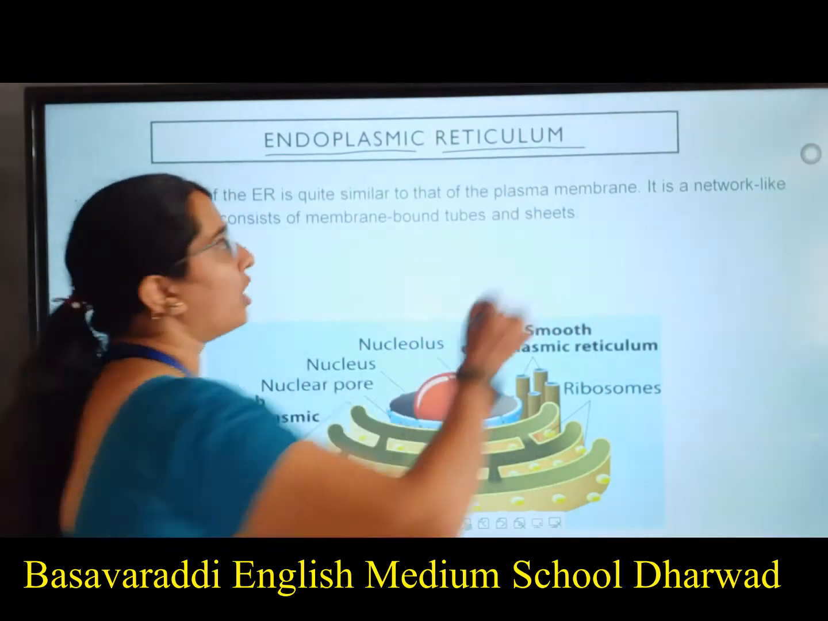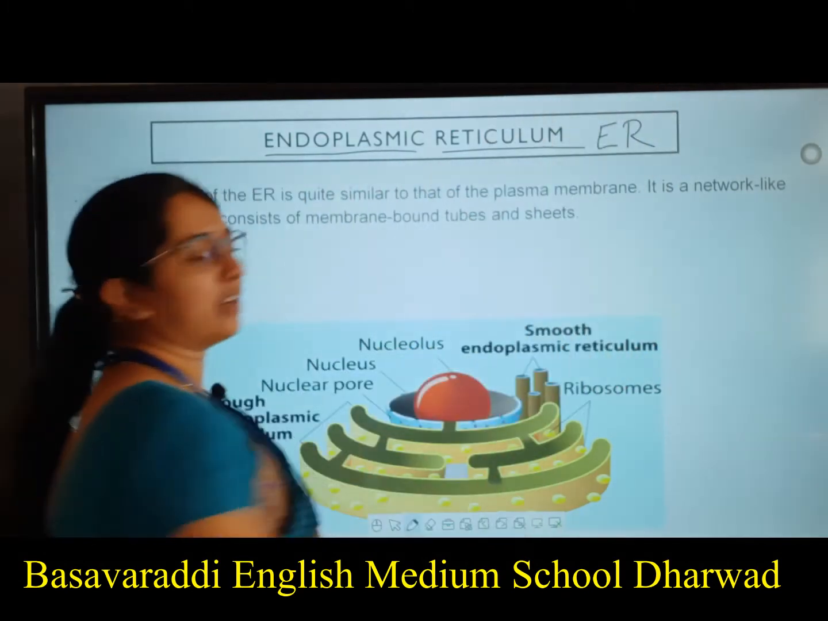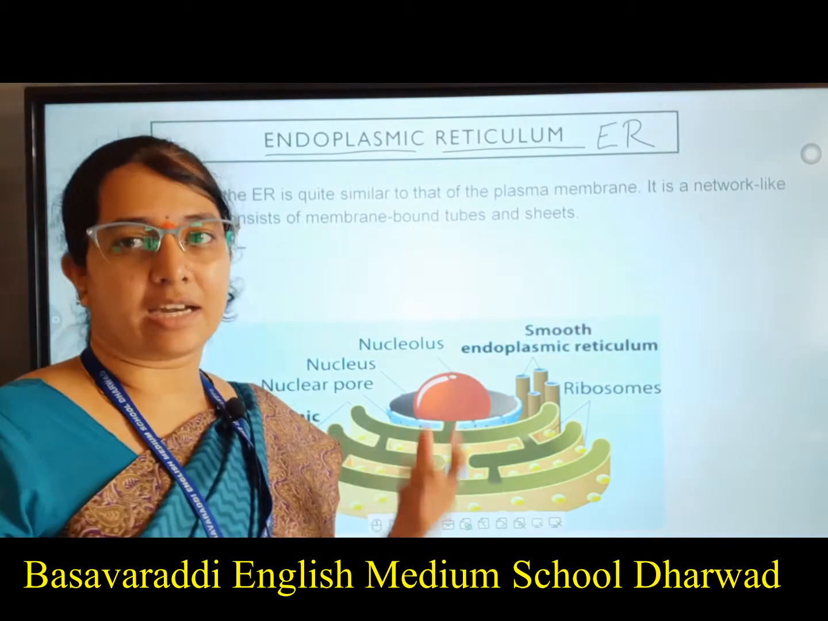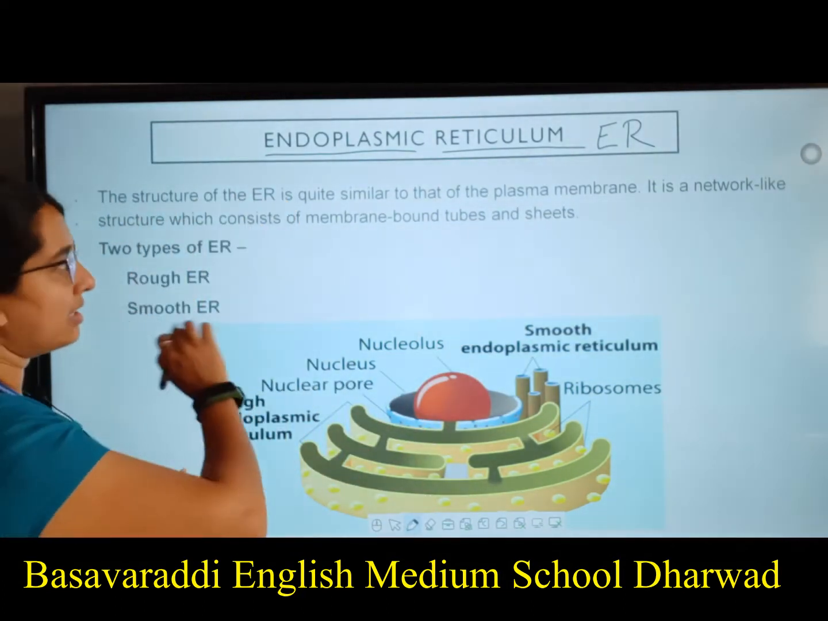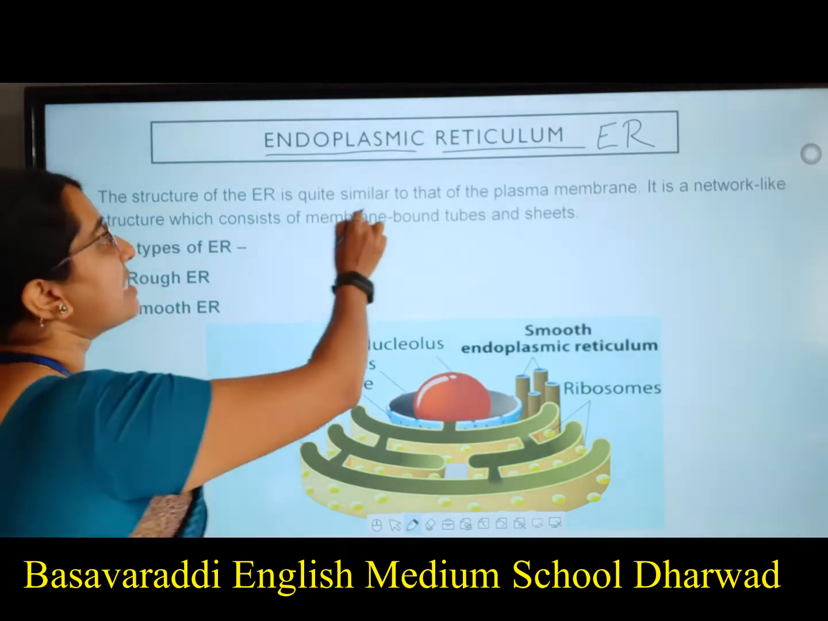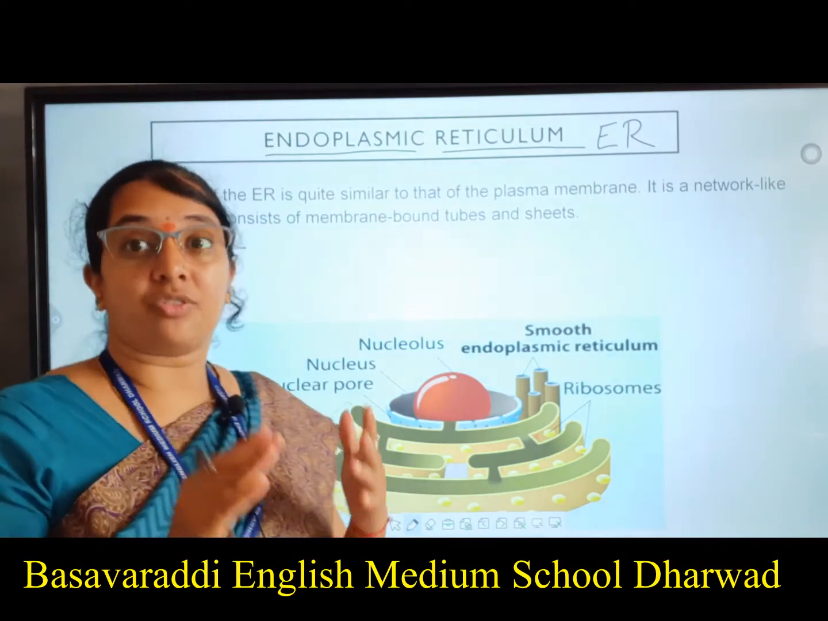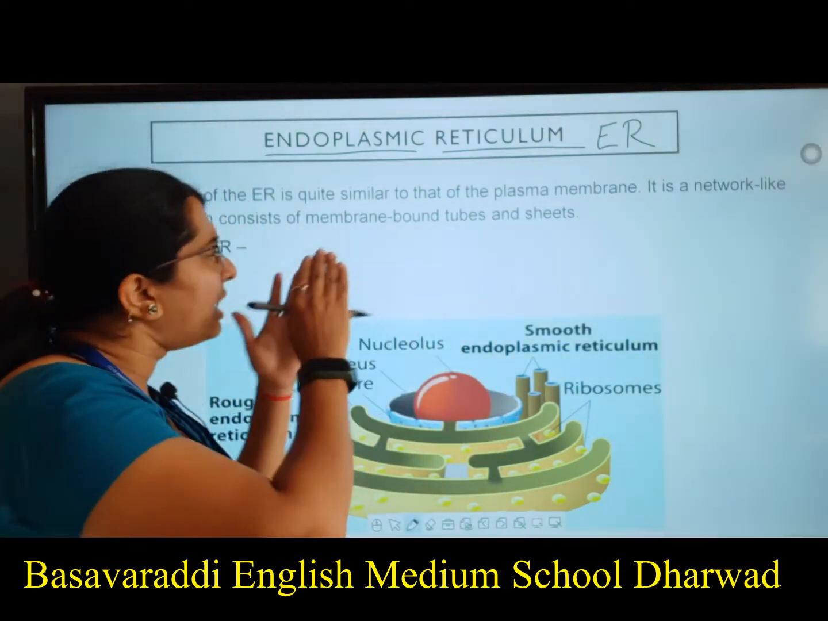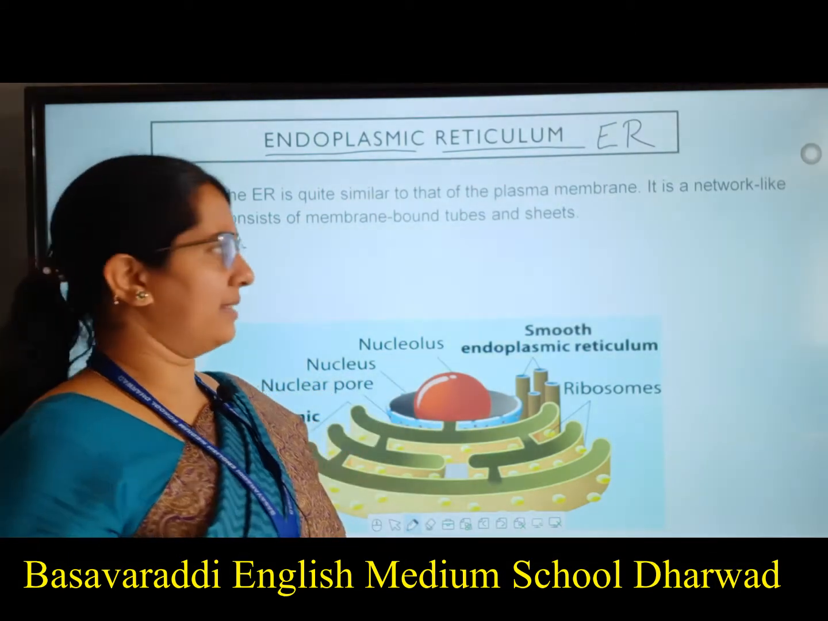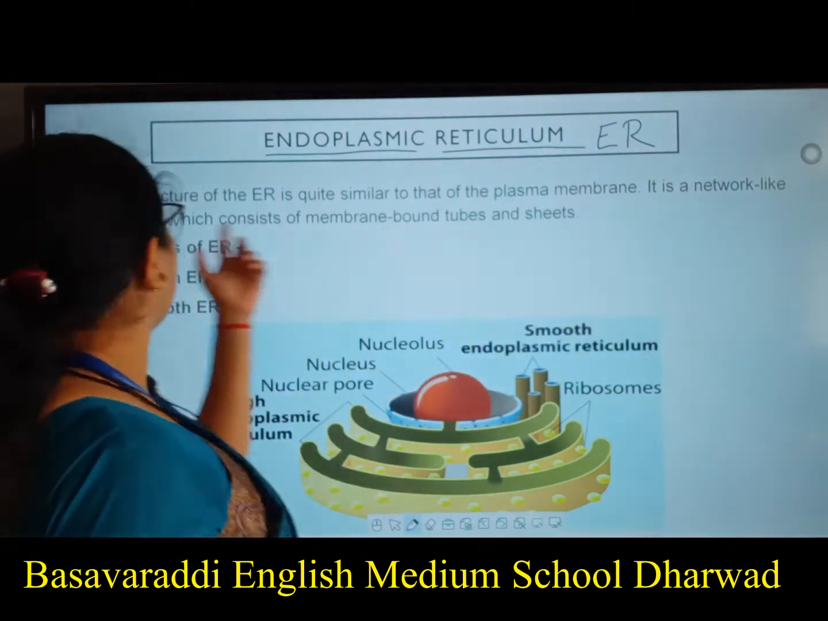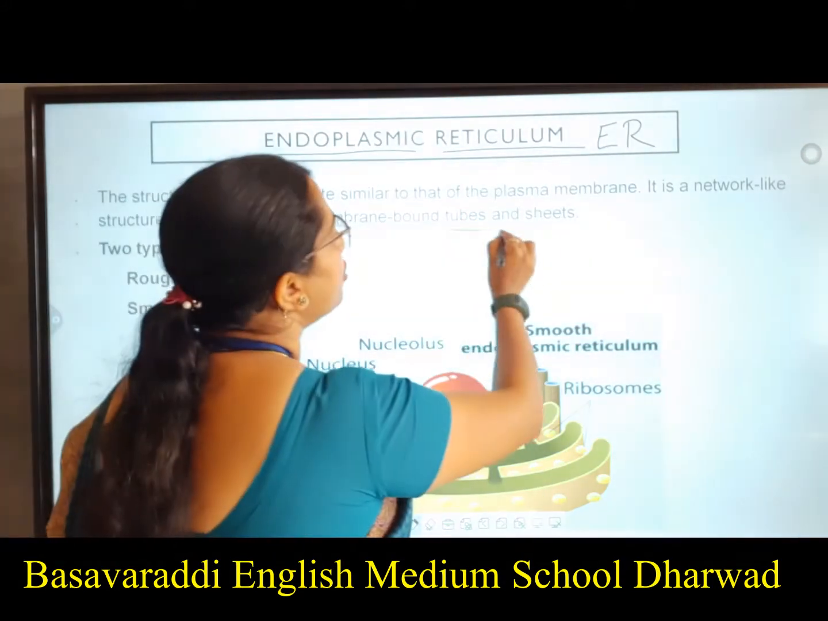In short, we call it ER, endoplasmic reticulum. The structure of the ER is similar to that of the plasma membrane. If you observe the structure of your endoplasmic reticulum, it is somewhat similar to the structure of your plasma membrane. It is a network-like structure which consists of membrane-bound tubes and sheets.